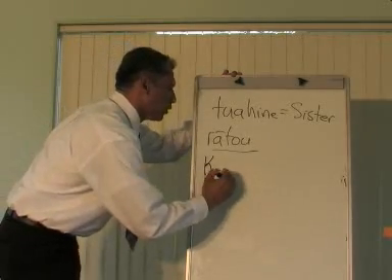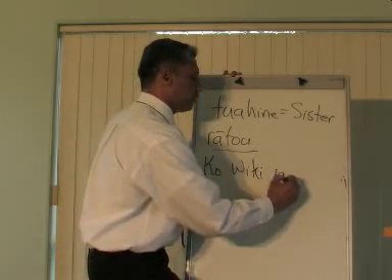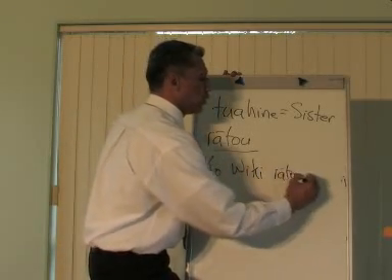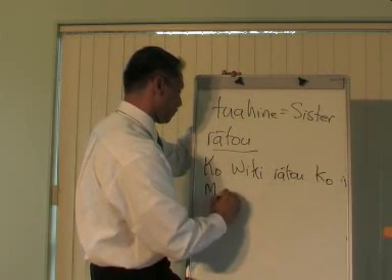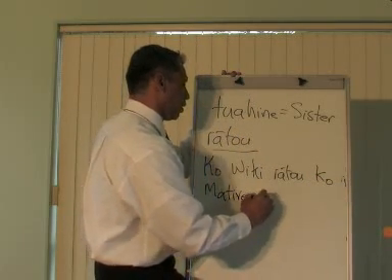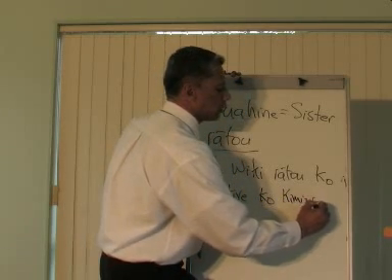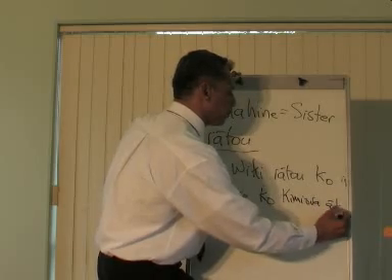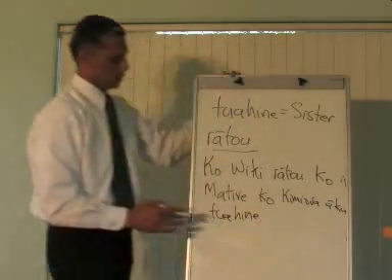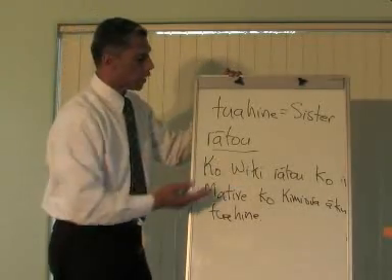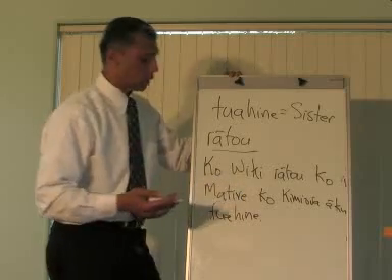So we'll go: Ko Wiki ratou ko Matire ko Kimi Ora aku tuahine. Say that again. Wiki and Matire and Kimi Ora are my sisters.